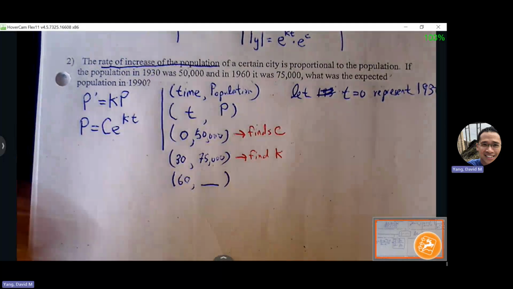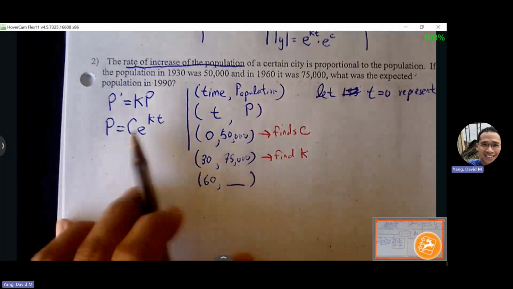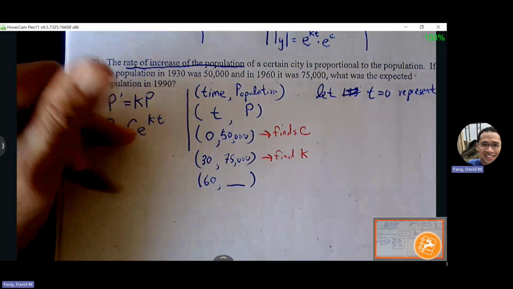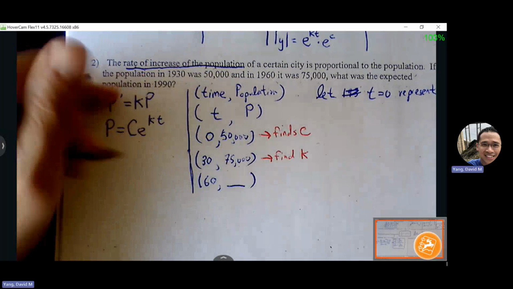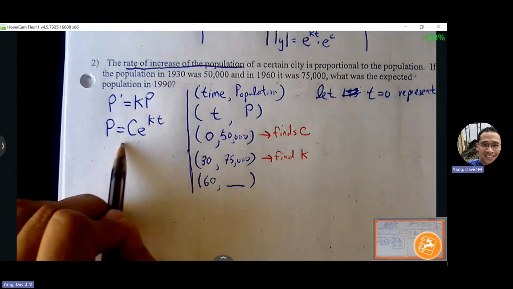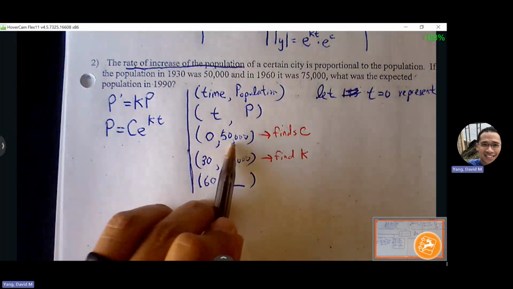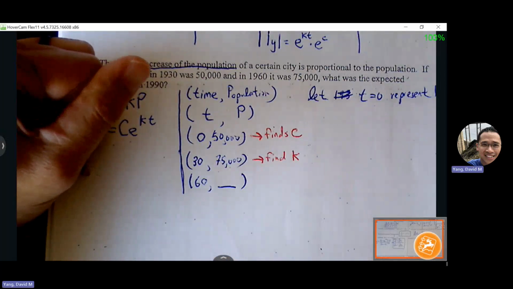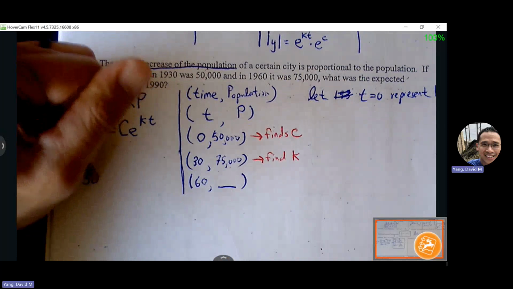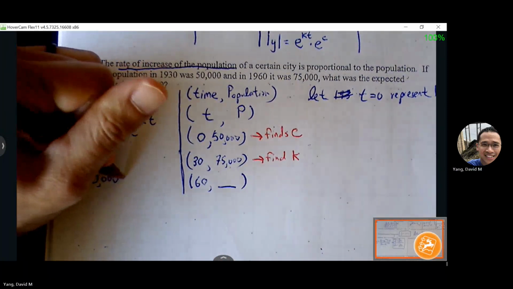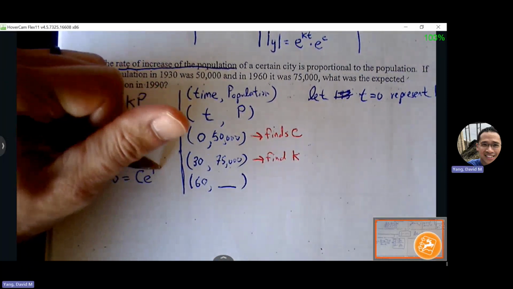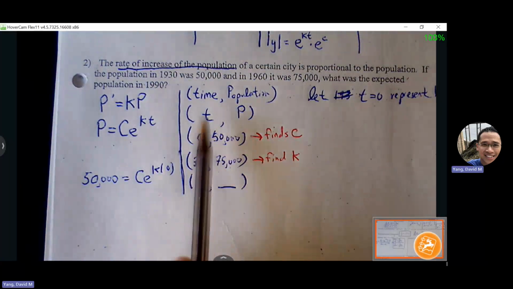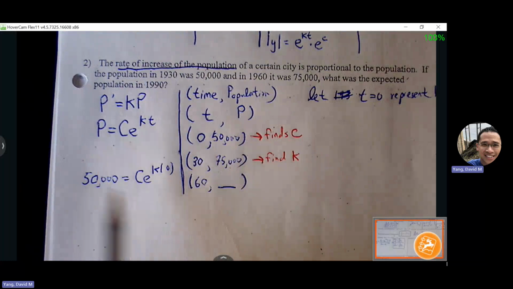So I'm going to start with this (0, 50,000) here. Basically, it's going to be the C value, but I'm just going to go through the substitution process, because if the equation looks a little bit different than this, then this C value may not always be that number. So 50,000 in for P equals C e to the K times 0, right? I'm just substituting 0 in for T and 50,000 in for P.